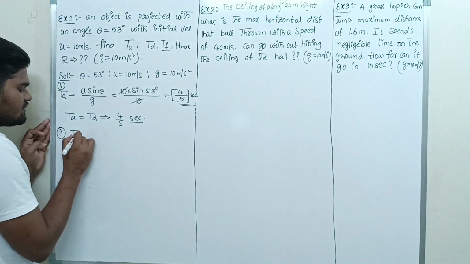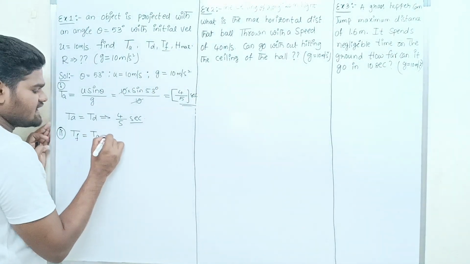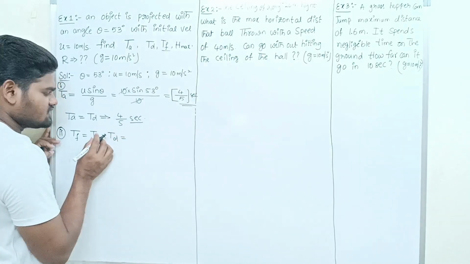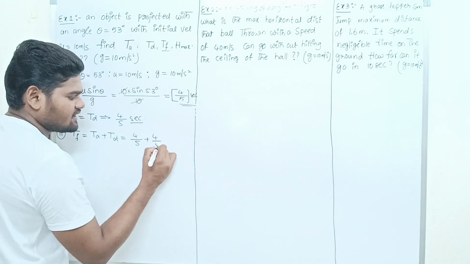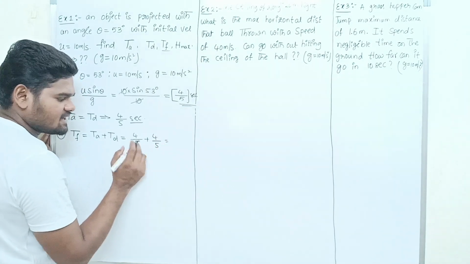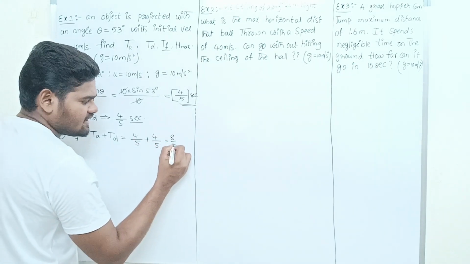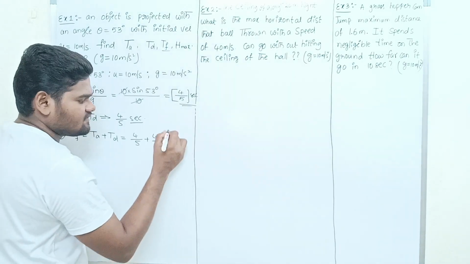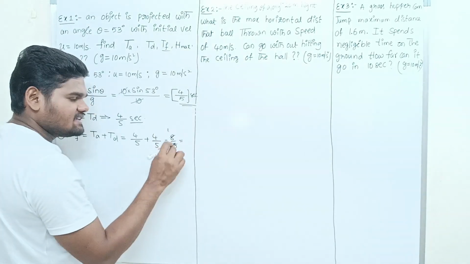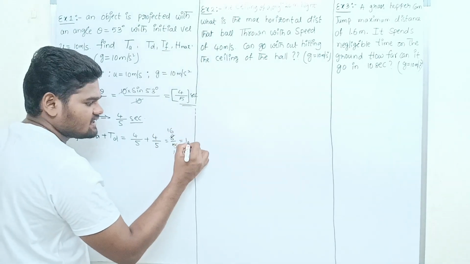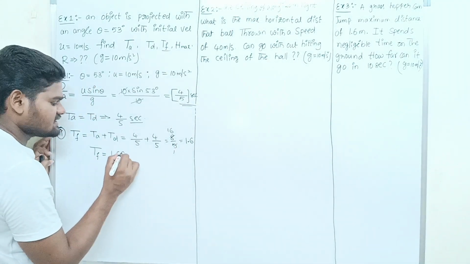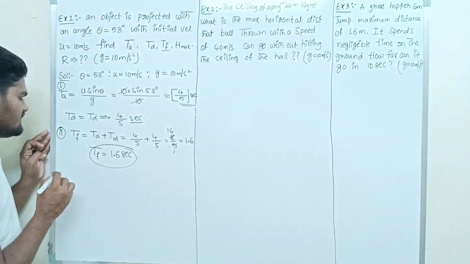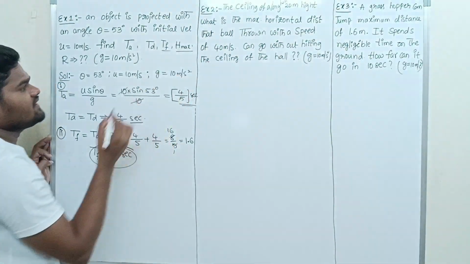Second one, time of flight is equal to the sum of time of ascent plus time of descent. So time of ascent 4 by 5 plus time of descent 4 by 5. The denominator is the same, so 4 plus 4, 8 by 5. So 5 ones are 5, point 3, 5 sixes are 30. So time of flight is equal to 1.6 seconds. Any difficulty? No difficulty, right? Next, what we have to find?